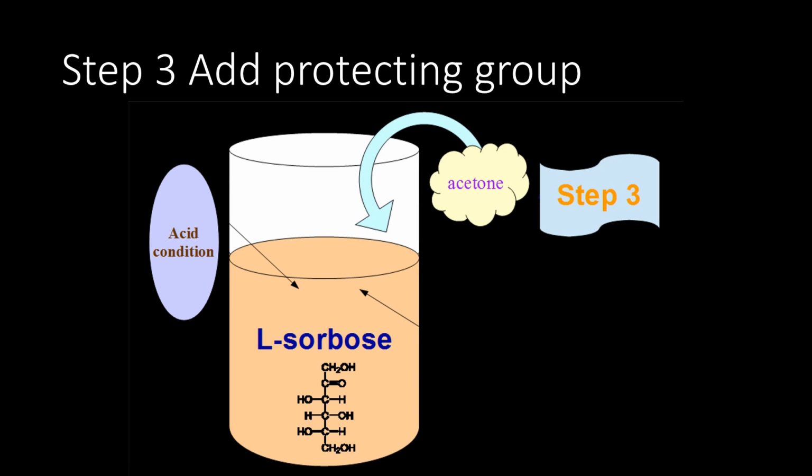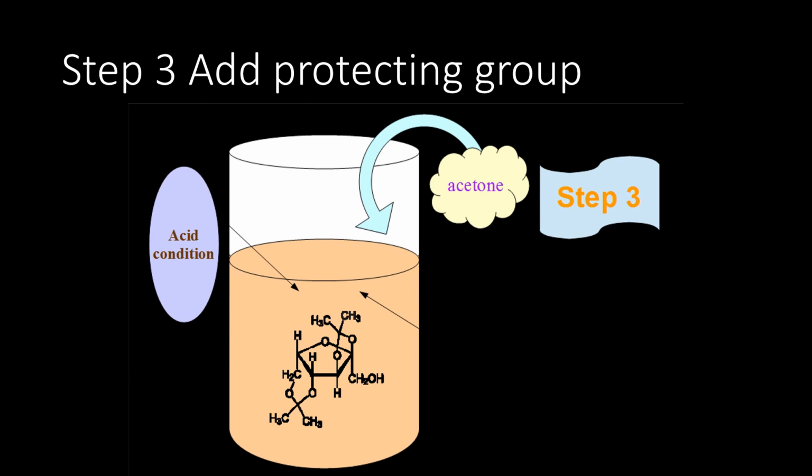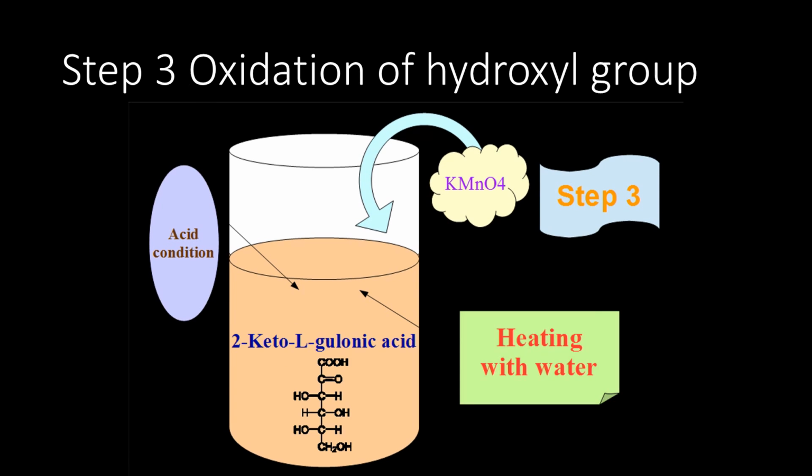And? After that, we want to oxidize the hydroxyl group into a carboxylic acid. Then we just add some oxidants into it. No, we can't do that because the other hydroxyl groups will also get oxidized. I know. Then we need to add a protecting group. That's right. So we add acetone as a protecting group. Then the potassium permanganate is added to oxidize the top hydroxyl group.